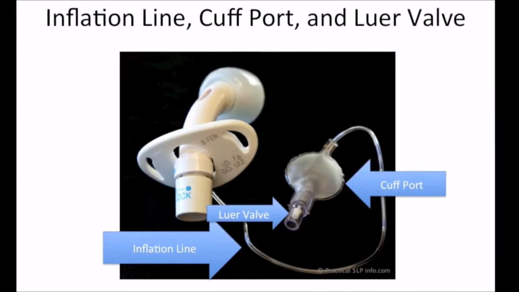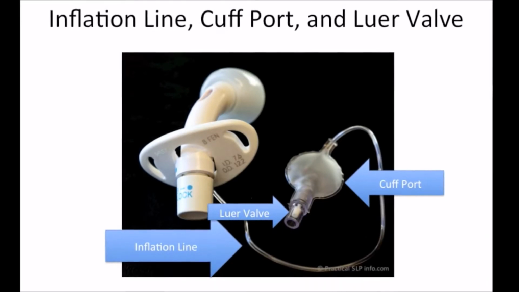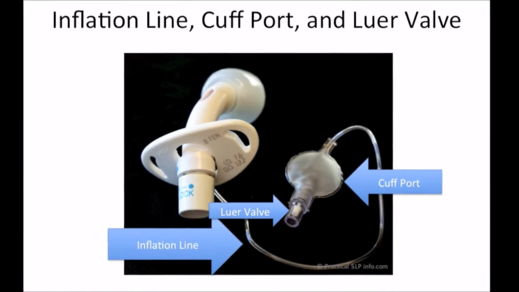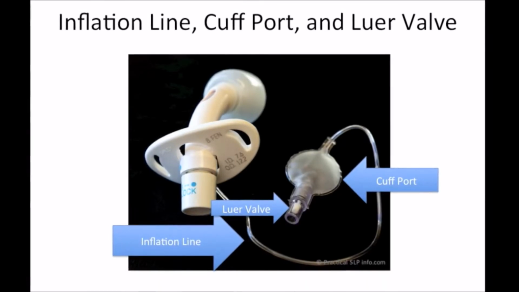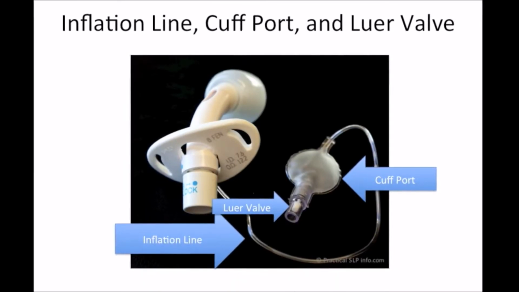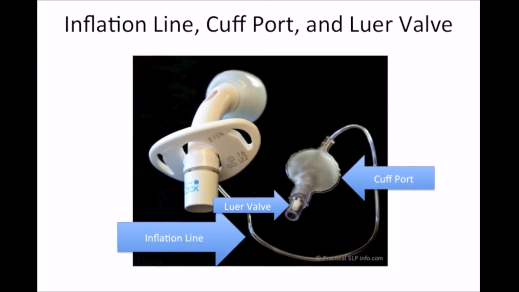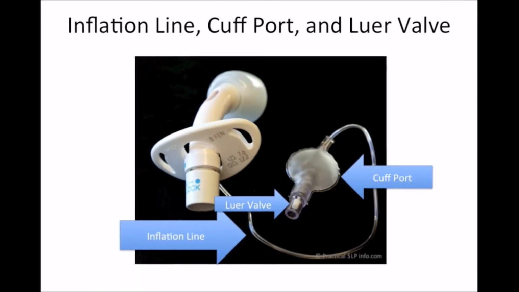The inflation line is thin plastic tubing that carries air to and from the cuff. The cuff port is a small plastic balloon-like component on the end of the inflation line. The cuff port shows if the cuff is inflated. The Luer valve is where the syringe is connected to inflate or deflate the cuff.